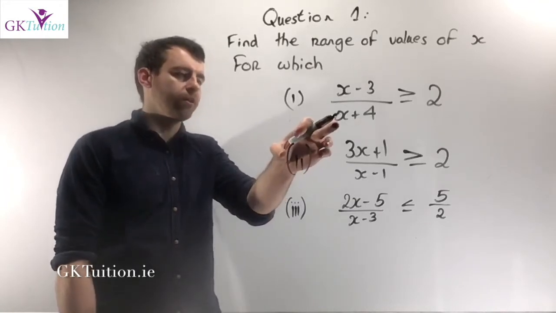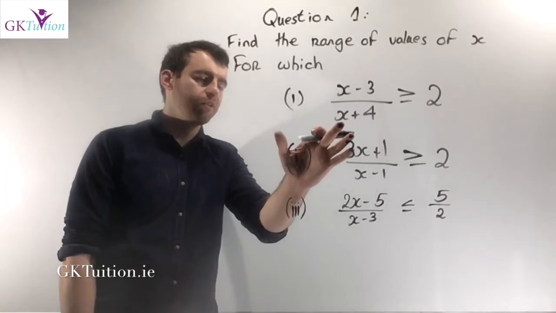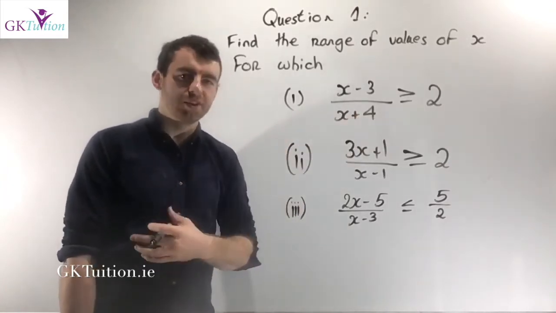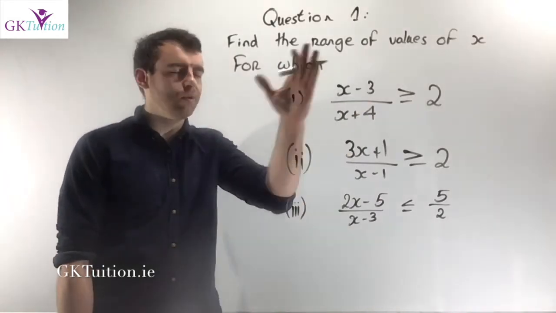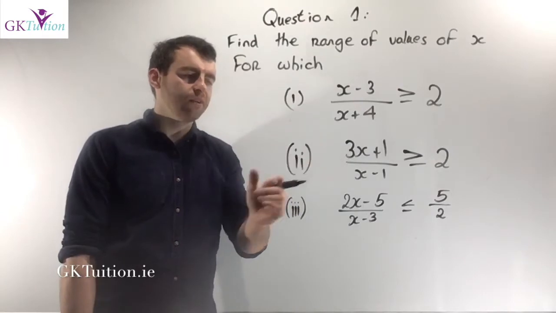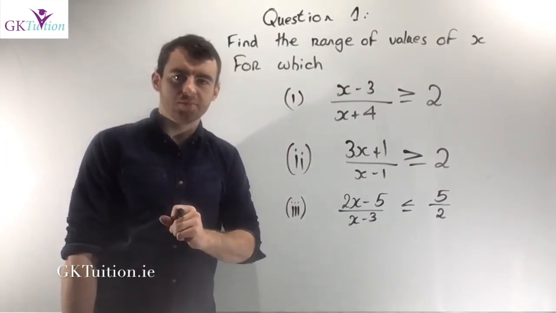For example, in the first one here, x cannot be equal to minus 4. Because if you let x equal to minus 4, the bottom of the fraction would be minus 4 plus 4, which is 0. And in that case, the whole question wouldn't make sense. So I want you to pause the video now, work through those 3 questions, and then compare it to my solutions.